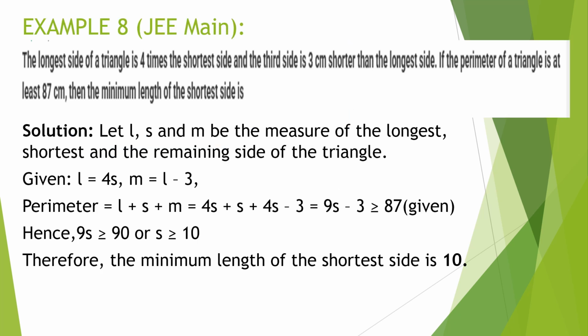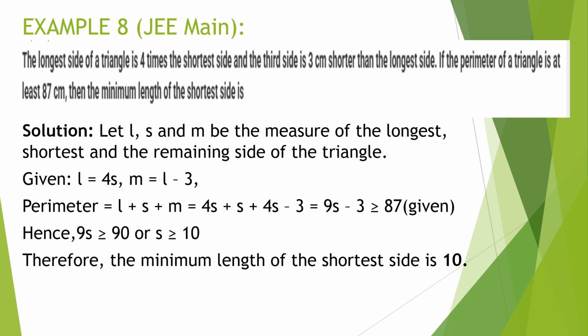Example 8. Now this was also asked in JEE. The longest side of a triangle is 4 times the shortest side, and the third side is 3 cm shorter than the longest side. If the perimeter of the triangle is at least 87 cm, then the minimum length of the shortest side is what? You have to find this. Find the minimum length of the shortest side. Now let L, S and M be the measure of the longest, shortest and the third remaining side of the triangle.